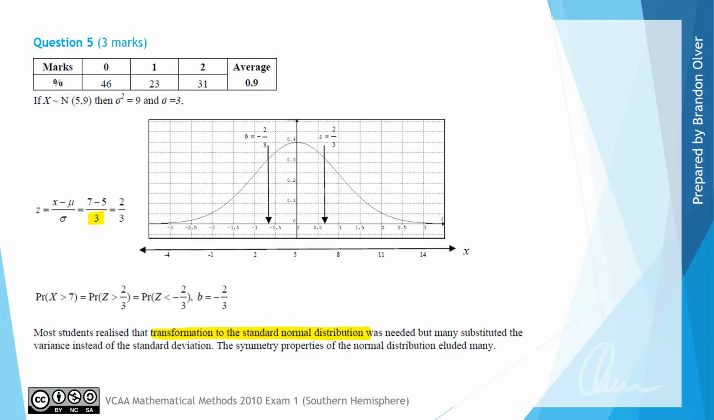The examiners also noted that the symmetry properties that we used in this question eluded many students. So that's where we found the b value, instead of being 2 on 3, needed to be negative 2 on 3. And setting up some diagrams in your working like we did on the previous slide can help to make sure you get that question correct.